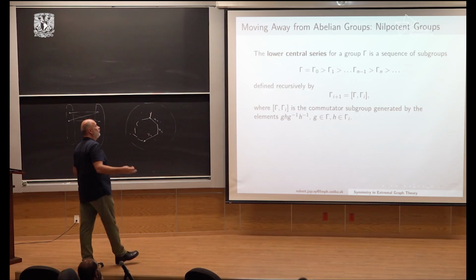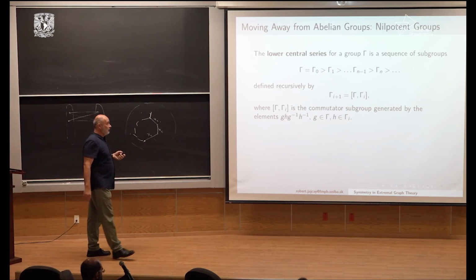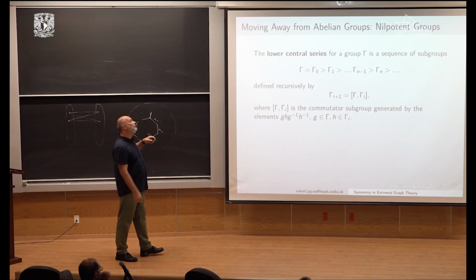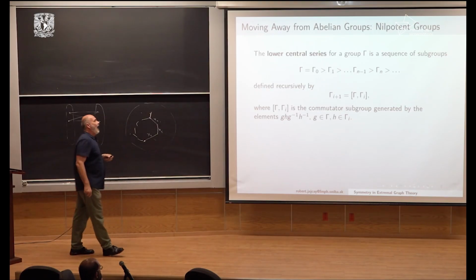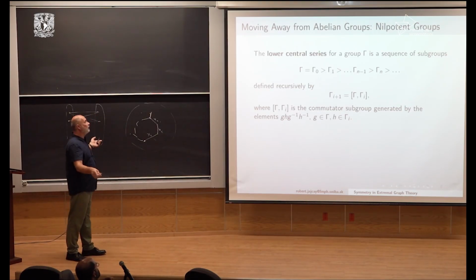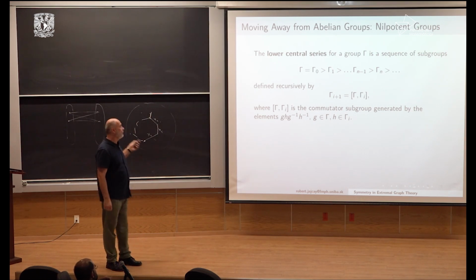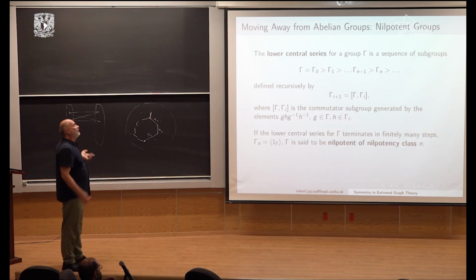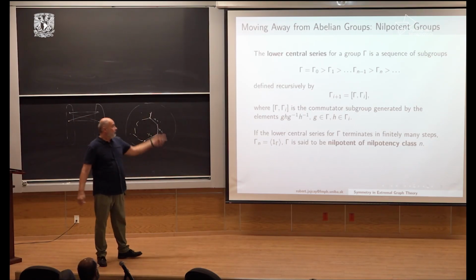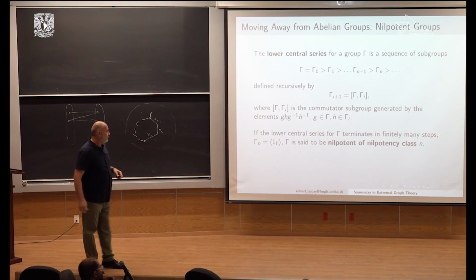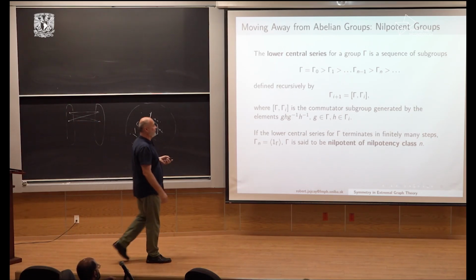And okay, so what are the nilpotent groups? If you take a group, you construct the lower central series where you recursively calculate those commutator things. And if it terminates in finitely many steps, then it's a nilpotent group. And the length doesn't depend on how you do it. It's always the same number.